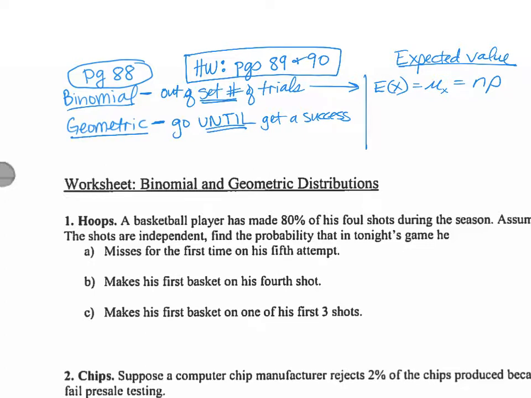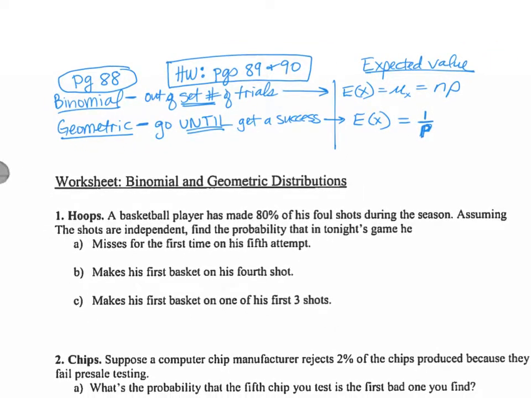The expected value for geometric is not on the formula chart. So the expected value for geometric that you have to have memorized is 1 out of p. How many do you expect to go? How many coin tosses do you expect to have until you get a heads on the coin toss? That's 1 out of p. All right, so let's go through and practice these problems. And we'll talk about where these things are on your calculator, how to do these on the calculator as well.